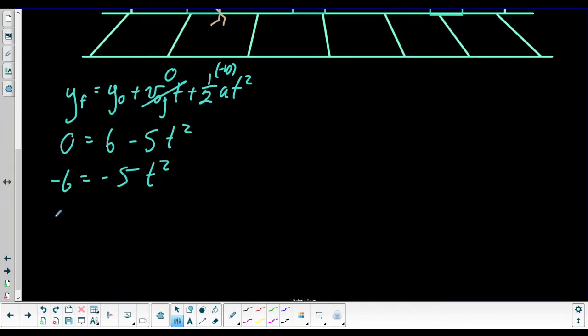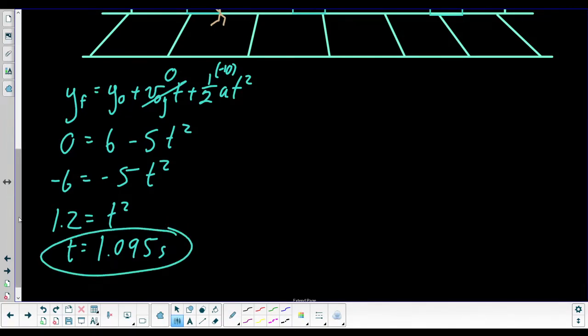Divide by 5, we have 1.2 equals t squared. And then we take a square root on our calculator that has been prepared ahead of time. So t equals 1.095 seconds. If you have to measure the egg to more than a thousandth of a second, you're probably in trouble anyway. So there you go. That's actually the time. That's what the question is asking for.